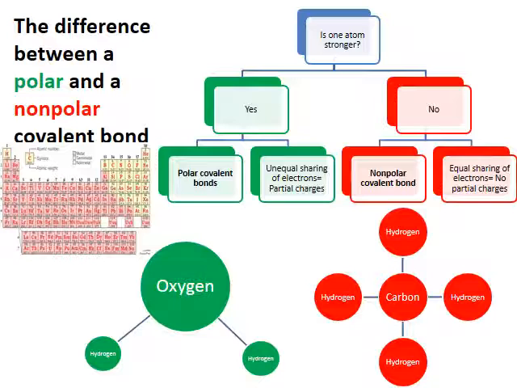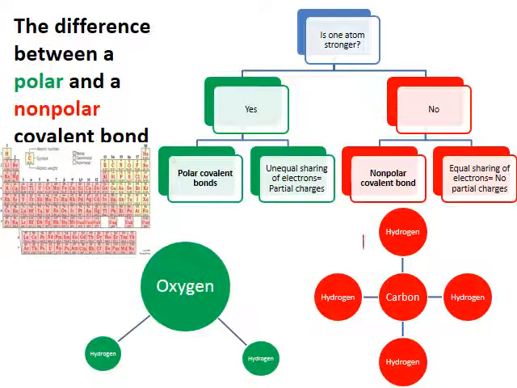If you're looking at just a single bond, and both of those atoms have the same strength, then one is not stronger than the other. They will equally share the electrons that are part of that covalent bond, and that's called a nonpolar covalent bond. A great example is this molecule right here that has carbon and hydrogen. It has 4 hydrogens there.